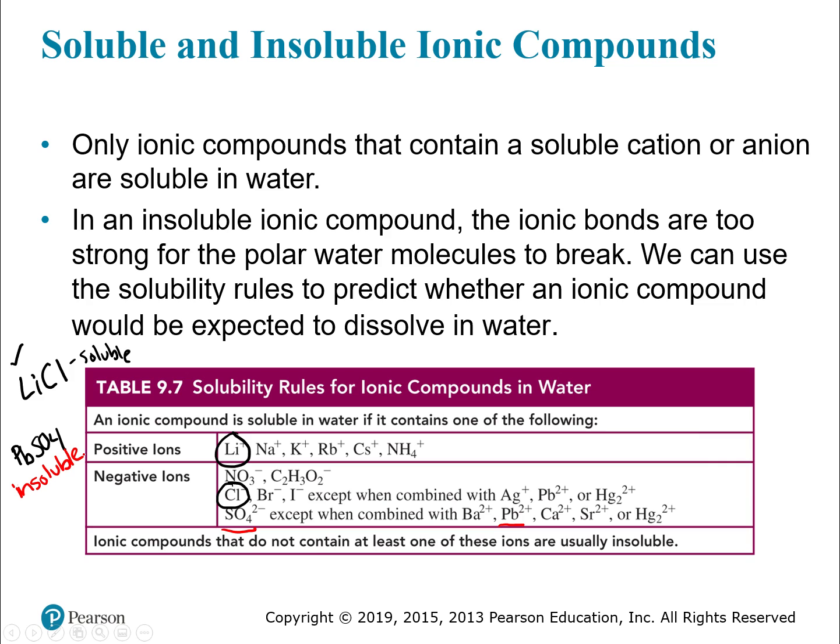That's the kind of logic you will need to use when it comes to determining whether an ionic compound is soluble or not. Does that make sense? I have some examples for us to try, but does it make sense, kind of the expectation of how to use the chart?